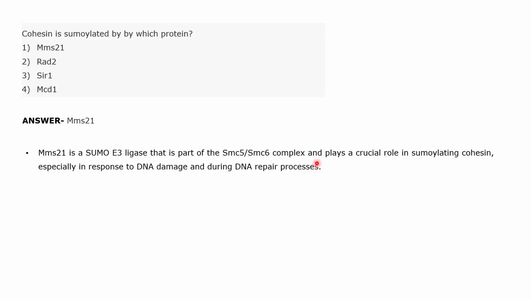So several modifications present in the cohesin molecule carry out different possible functionality. That is, it is a multifunctional protein, right? So basically this MMS21 acts as this particular E3 ligase which carries out the sumoylation, which is involved in DNA damage and DNA repair process. So does anyone have any doubt in this case? I hope I'm clear.